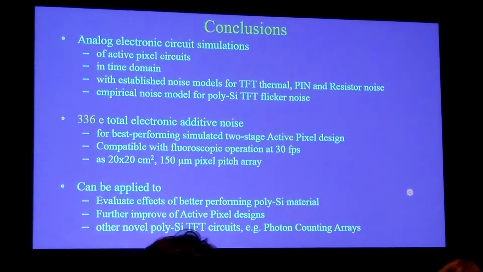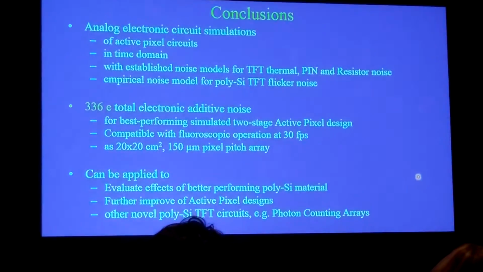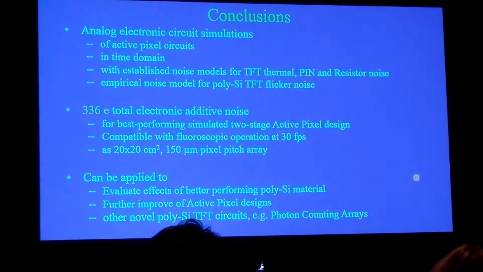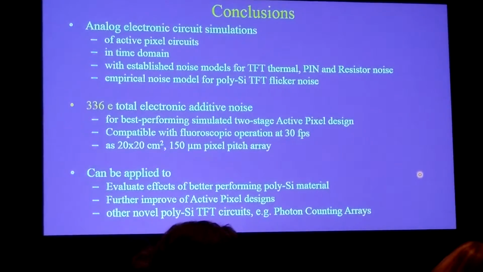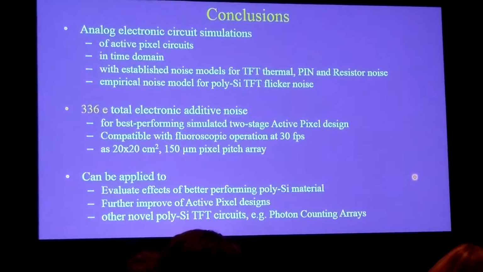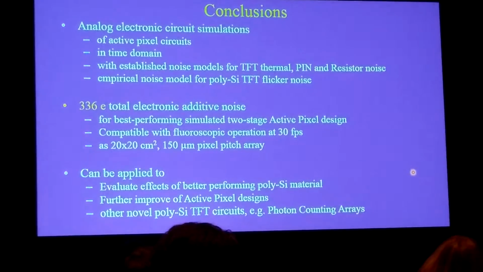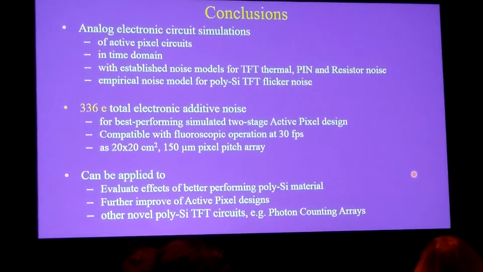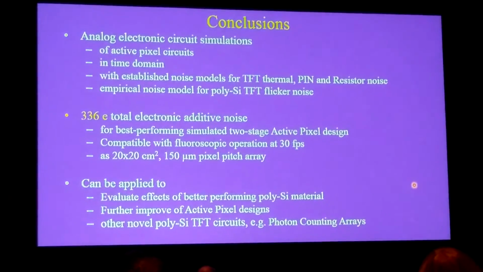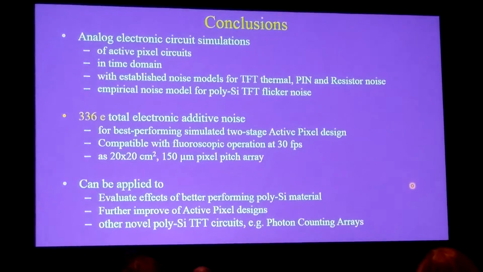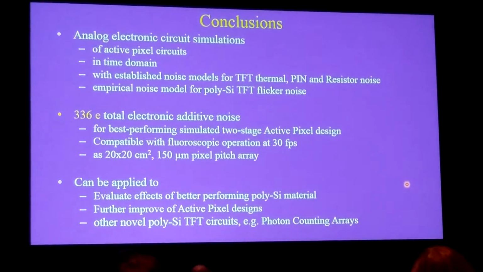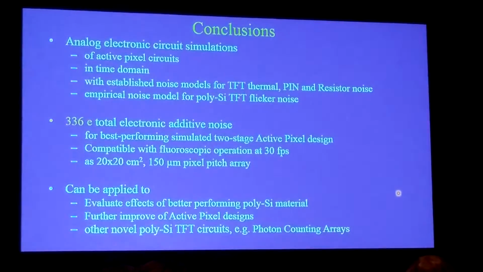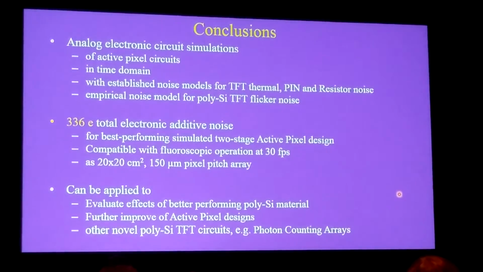To summarize, our modeling suggests that the best performing design variation of the 2-stage active pixel design explored in the study can exhibit a total additive noise down to 336 electrons at 30 frames per second. The presented methodology can be applied to evaluate effects, for example, of better performing polysilicon materials, or to further improve these or alternative active pixel designs. And it could also be extended to explore the noise performance of other novel polysilicon circuits, such as large area photon counting arrays.